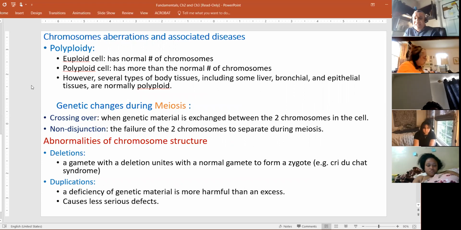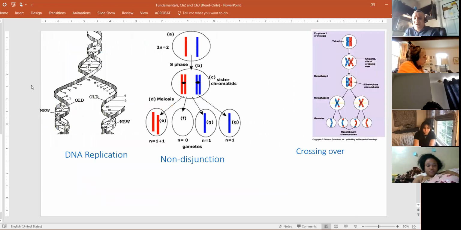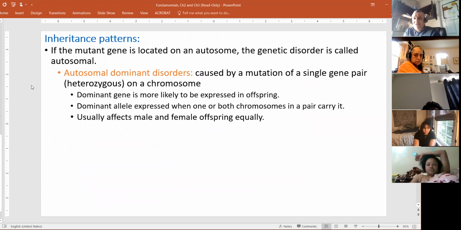Duplication is when there is an excess. An example of duplication would be trisomy 21, which is Down syndrome, because in Down syndrome there is an extra chromosome at number 21. Chromosome 21 doesn't have two. The chromosome is supposed to be a pair, but patients with Down syndrome, or trisomy, have 3 chromosomes at number 21. We call it trisomy 21, right? Or Down syndrome.